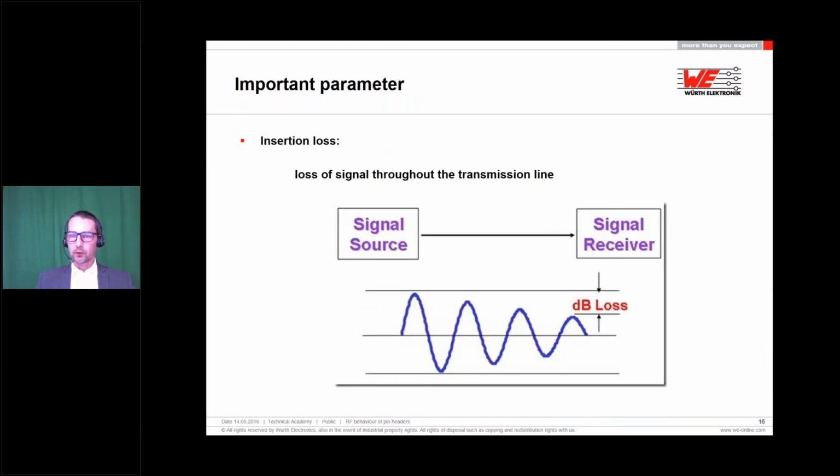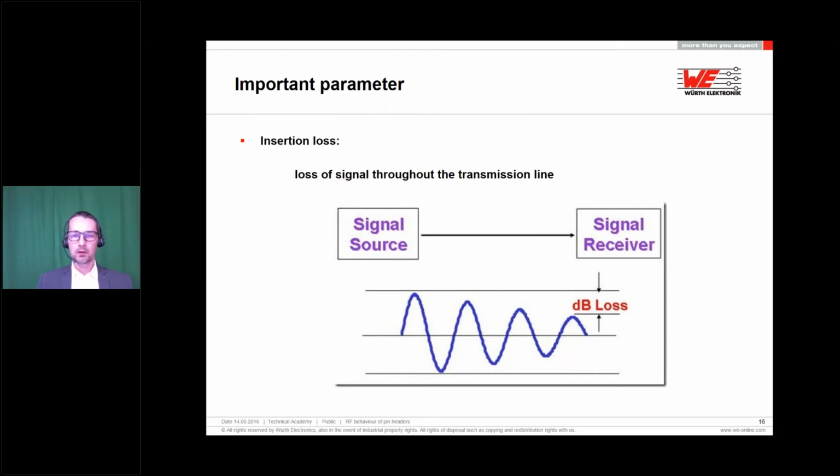Of course, the first thing we need to talk about is the insertion loss. It's the loss of the signal throughout the transmission line, and we want to have as low losses as possible, of course. It's usually expressed in decibels, and it's a sum of losses. Insertion loss includes all losses on the transmission line, such as heat losses by the Joule effect, but also losses caused by reflection and radiation. So this is all included in the insertion loss.